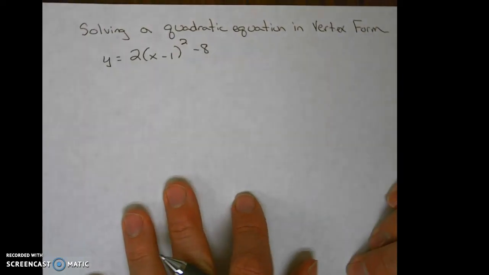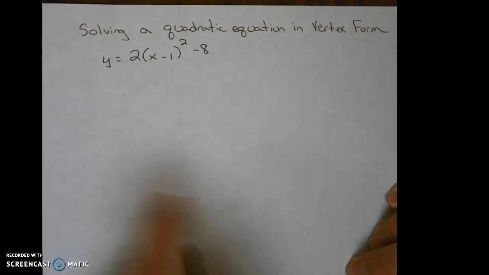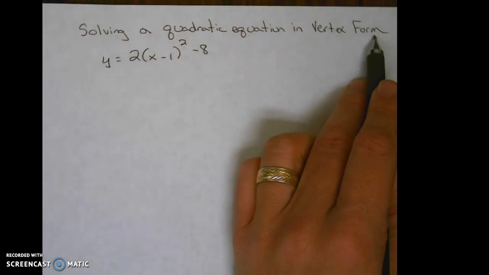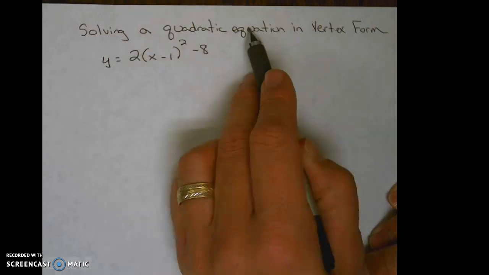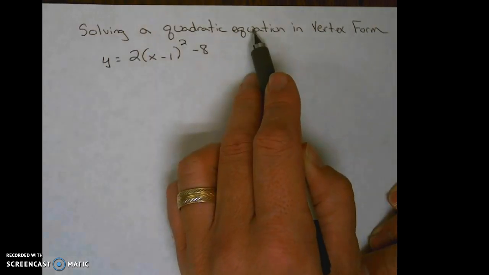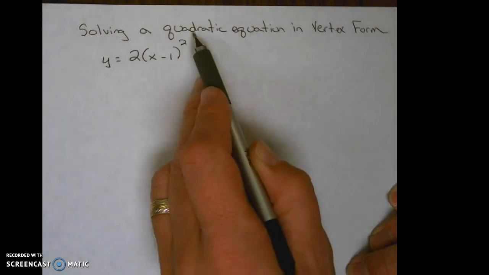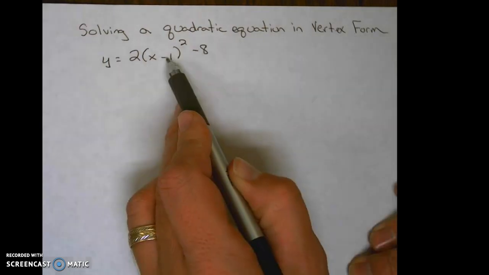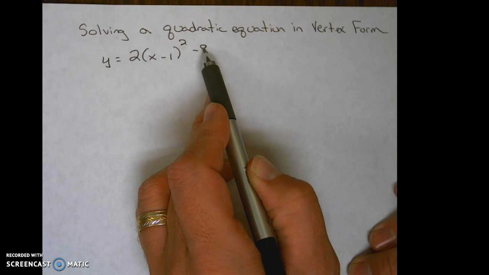Hey class, today's lesson is on solving a quadratic equation in vertex form. So up to this point we have solved quadratic equations by graphing, factoring, and quadratic formula. Now once we're in vertex form, how do we solve it this way?